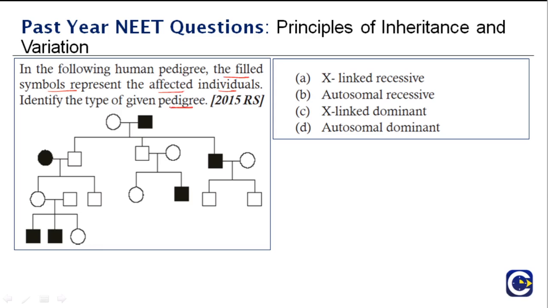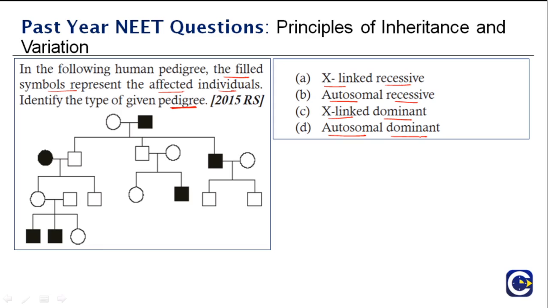Identify the given pedigree. These kinds of questions can definitely come in the NEET examination, and sometimes they can be quite tricky and difficult to answer. So, there are certain things that you should try to remember, and then you can really answer these questions. If you look at the options, they ask if it is X-linked recessive, autosomal recessive, X-linked dominant, or autosomal dominant. So the best way to answer this question is by negating as many options as you can.